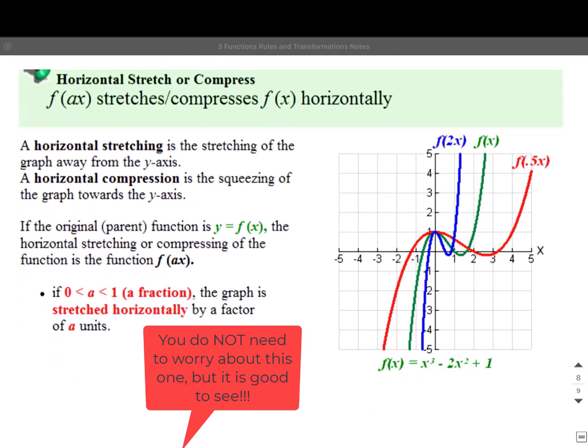And then this is the new one, the horizontal stretch or compression. So you can see again that when the constant is a number bigger than 1, the graph gets skinnier. When the constant is a fraction between 0 and 1, the function got wider, but it was pulled wider this time.